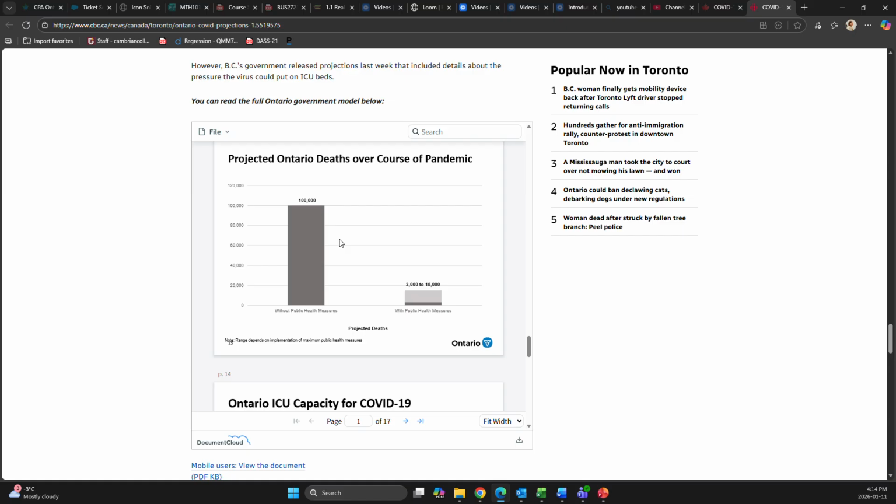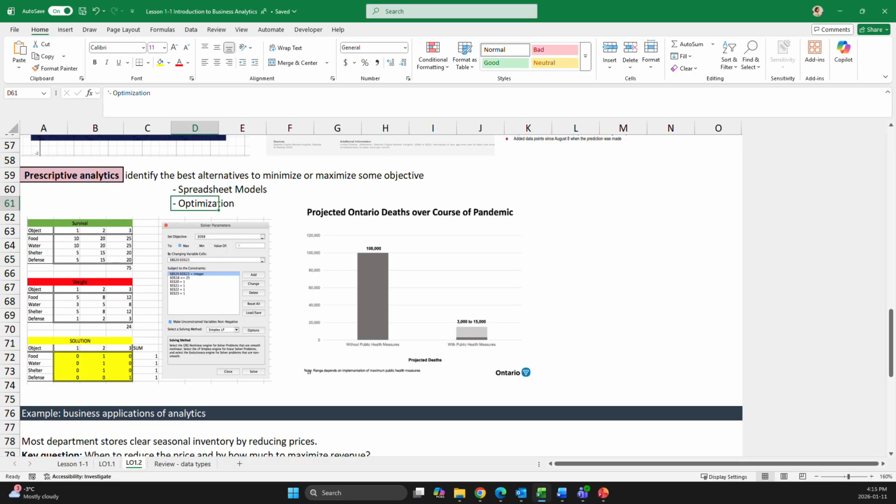So the reason it is prescriptive, because it's answering what should we do, that they estimated the number of deaths without any public health measures versus with public health measures. So they were trying to say if you do things like work from home or wear masks, it could greatly reduce the number of deaths rather than if there were no public health measures at all. So that was trying to say what should we do by making predictions on what could happen under the two different scenarios.